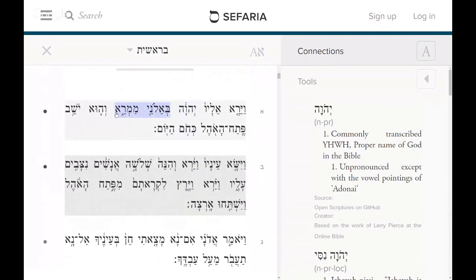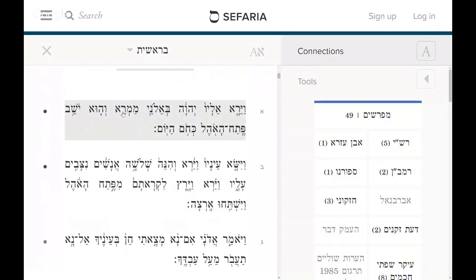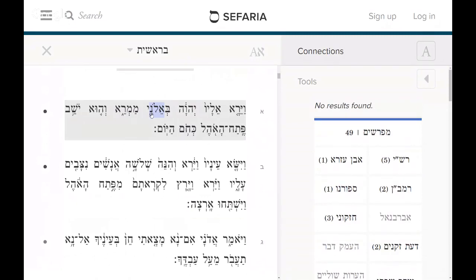Be'elone mamre. Okay, alon here, this word alon means a tree. It's like a big sturdy tree. I don't know, a terebinth, I think we sometimes see it translated. I'm not sure exactly what species, but it's a big sturdy tree.